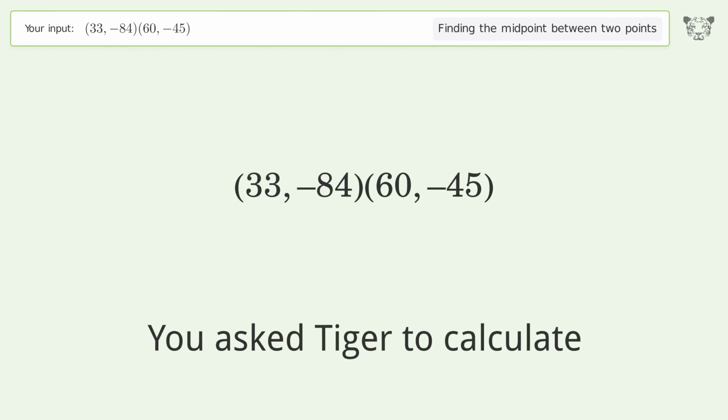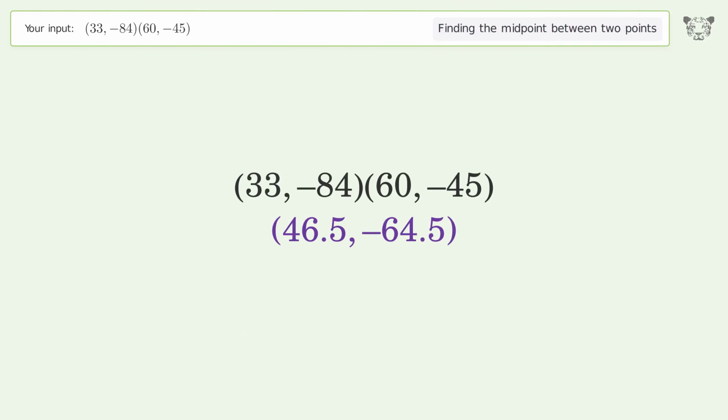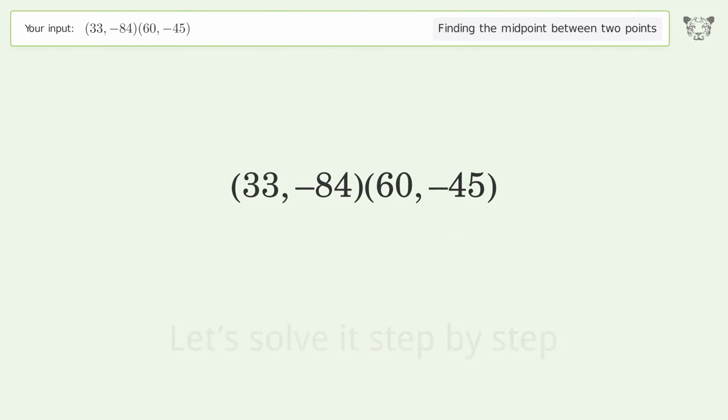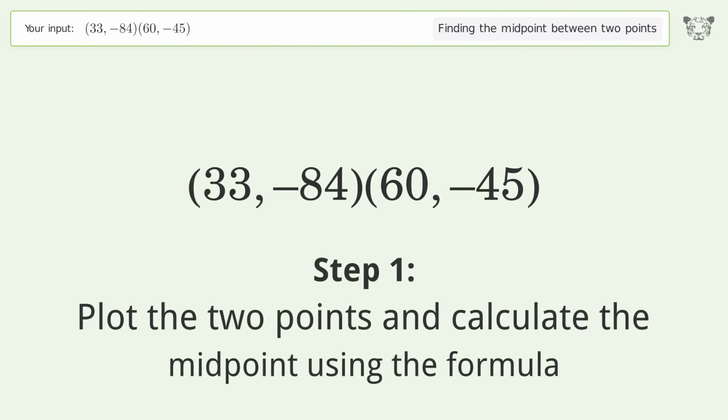You ask Tiger to calculate. This deals with finding the midpoint between 2 points. The midpoint between the 2 points is 46.5, negative 64.5. Let's solve it step by step. Plot the 2 points and calculate the midpoint using the formula.